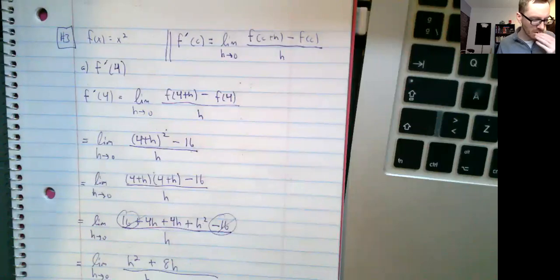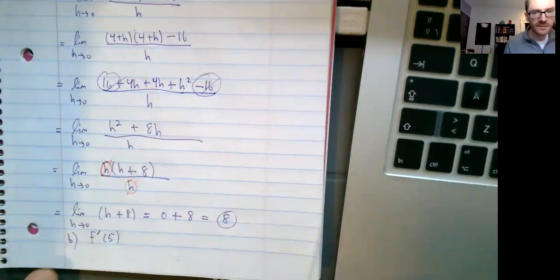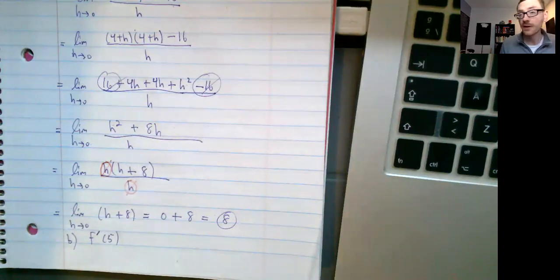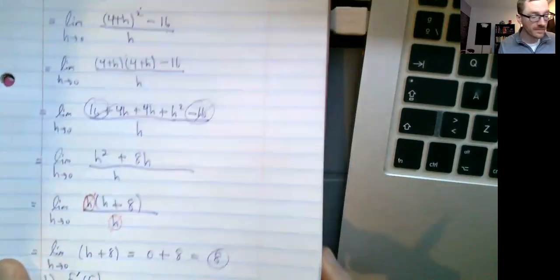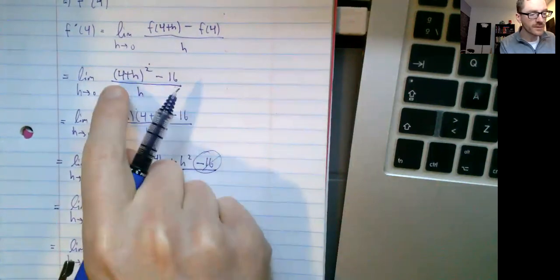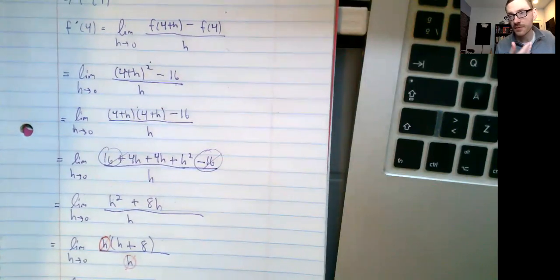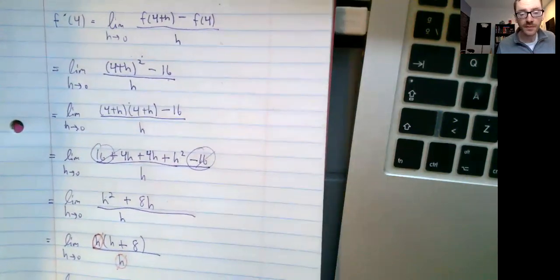Part B, that was part A. Part B asks you to compute f prime of 5. So instead of f prime of 4, you're looking at f prime of 5. I'm not going to do the whole thing because the work is identical to this. It's exactly the same, except instead of 4s, you've got 5s, and that will be a 25. Otherwise, the numbers are a little bit different, but it's pretty much the same problem.